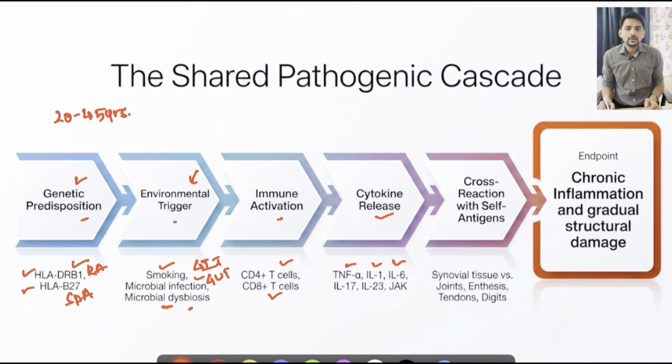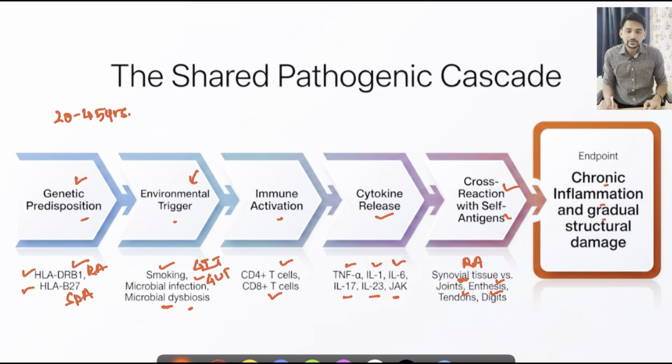These are involved in RA pathogenesis, whereas interleukin-17, interleukin-23 are involved in spondyloarthritis pathogenesis, and even JAK is involved in the pathogenesis. Then, once these immune cells and the cytokines are activated, they will start cross-reacting with some self-antigens, mainly the synovial tissue in case of rheumatoid arthritis, and some other numerous articular structures like joints, entheses, tendons, even digits. These are all the self-antigens which are being targeted by all of these immunological responses, leading to chronic inflammation and gradual structural damage in and around that particular articular tissue.